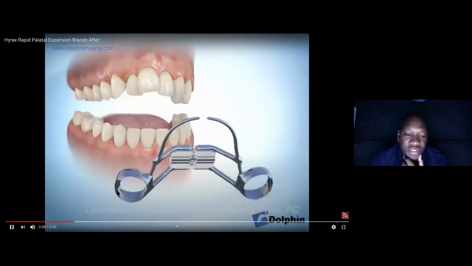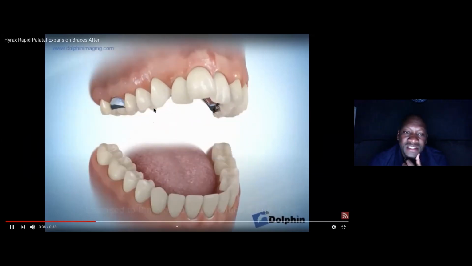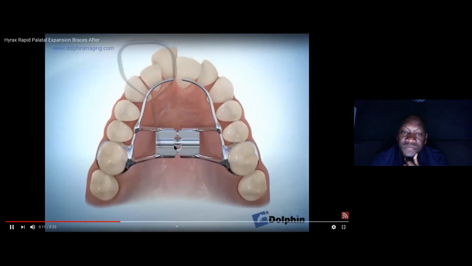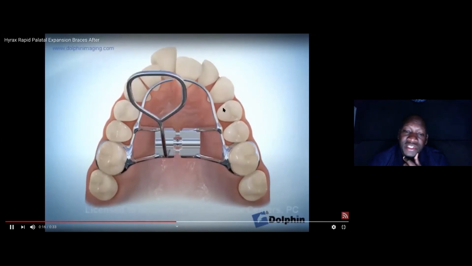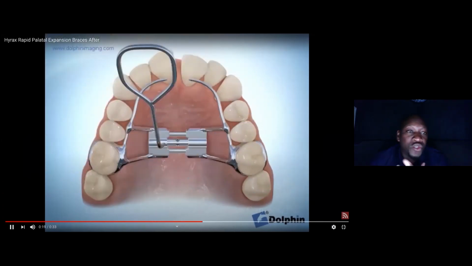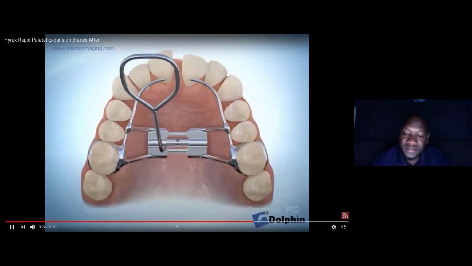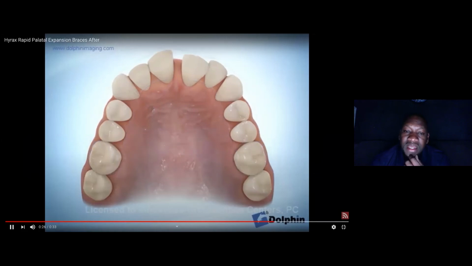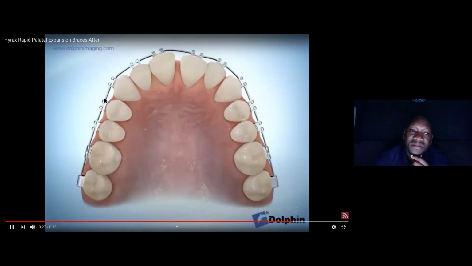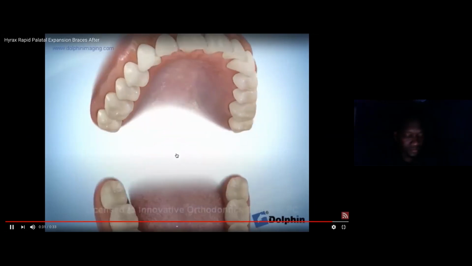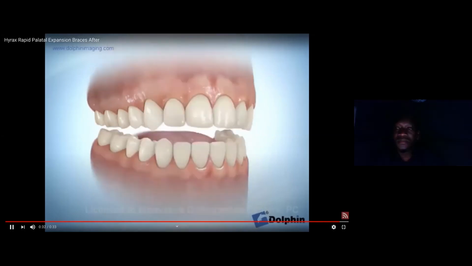So for example, this is a fixed appliance with the two bands placed on the first molars, and then you have an expansion screw in the middle. And then you can also see the various different types of malocclusions on the anteriors. So they would use their dental laboratory fixed appliance to start the treatment. And then after they've expanded the arch, they would use a clinical fixed appliance to achieve the desired normal occlusion that they wanted.